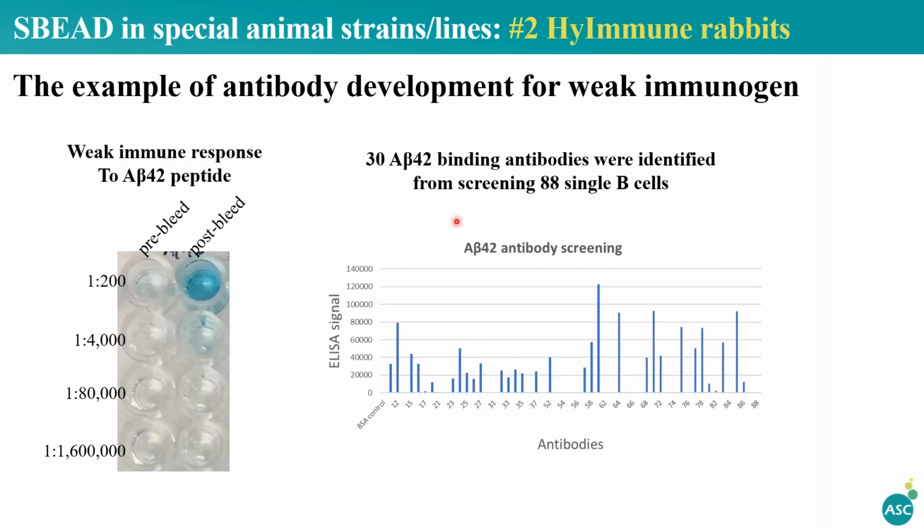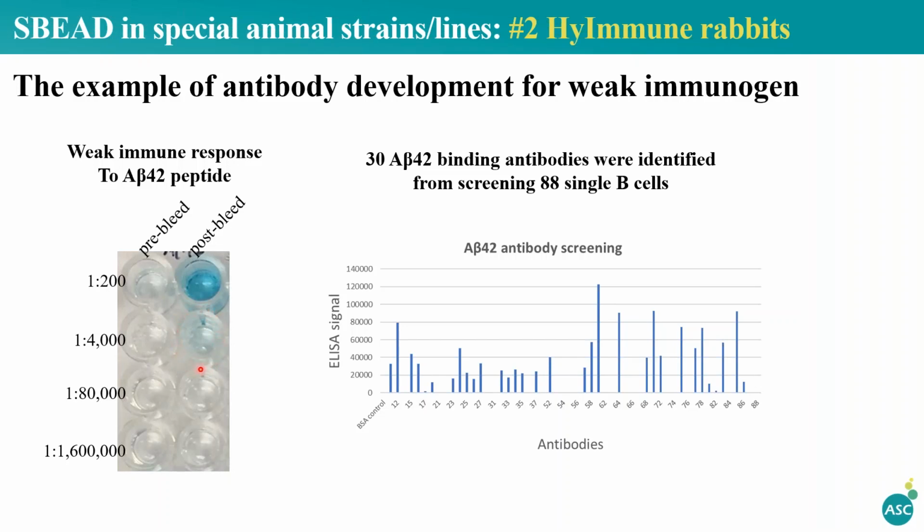There are other antigens that are weakly immunogenic. For example, when we attempted to develop an antibody against the A-beta-42 peptide, the high immune rabbits were immunized with the unconjugated A-beta-42 peptide. Even after a full immunization cycle, the animal still generated only a very weak immune response. The serum titer result showed it was more than 10 times weaker than a normal response.